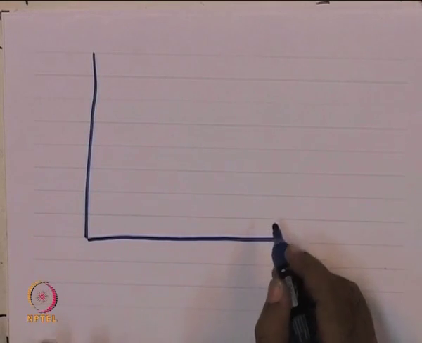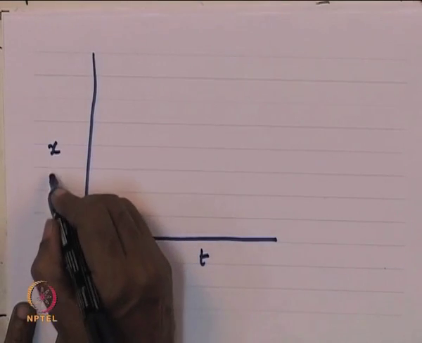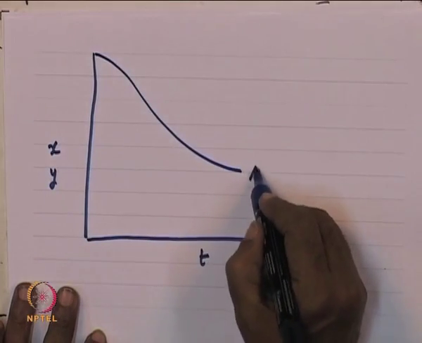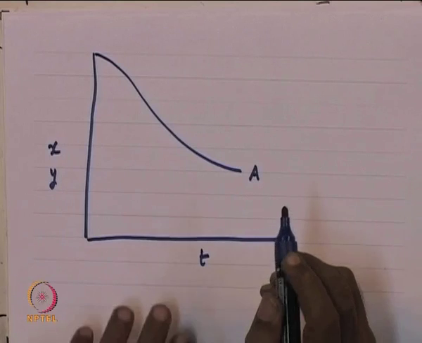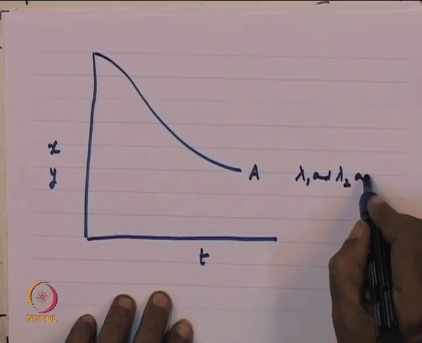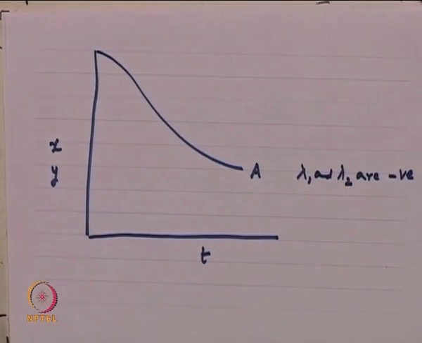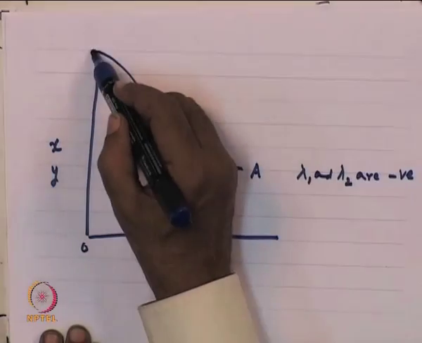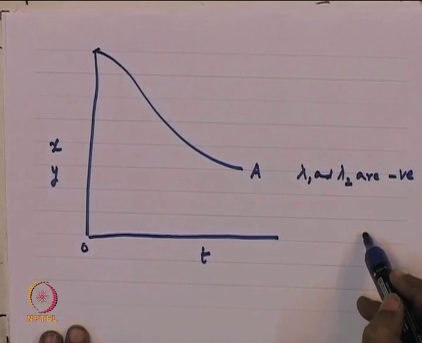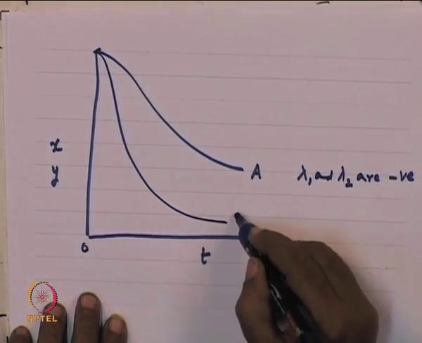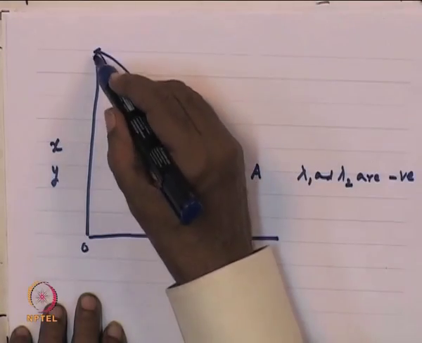we have time or x or y, let us say. So, this is an instance when lambda 1 and lambda 2 are negative. Okay. So, when lambda 1 and lambda 2 are both negative, what you find is that both x and y, this is 0. So, it starts at some value, it starts to decay and it takes a certain amount of time to become 0. Now, this can also be like this, or this can also be like this.